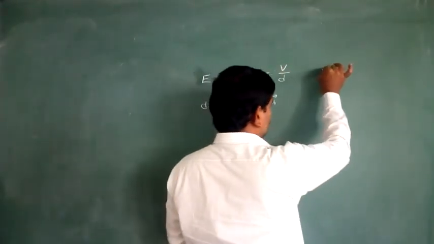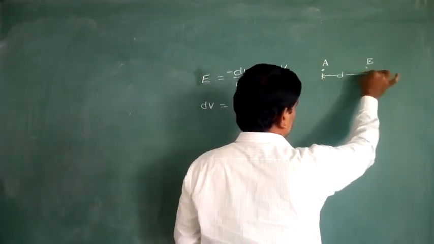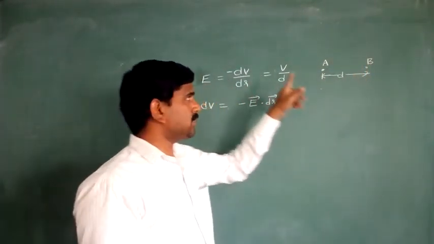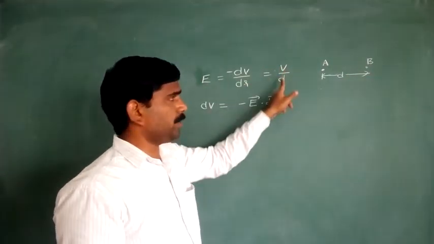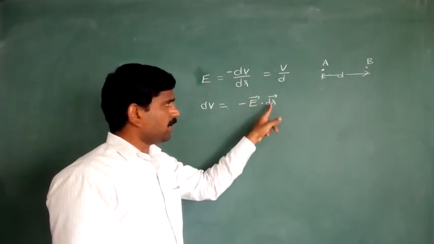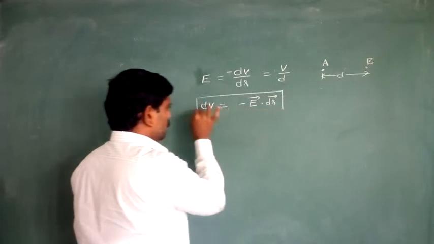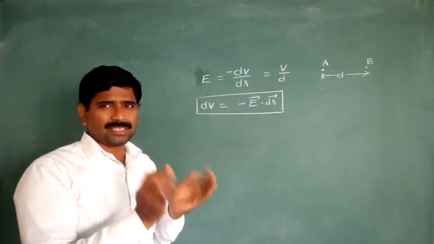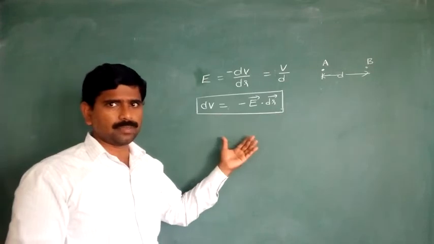If two points are separated by a distance of d meters, and the potential difference between these two points is V, then E is equal to V by d. So here dV is equal to minus E bar dot dr bar. By using this expression, we find the electric potential due to any body, that means a charged spherical shell or a non-conducting sphere.